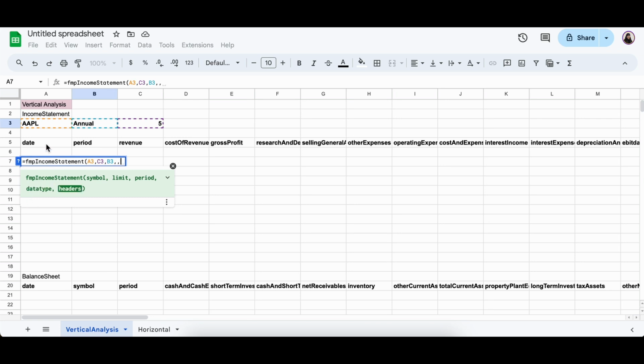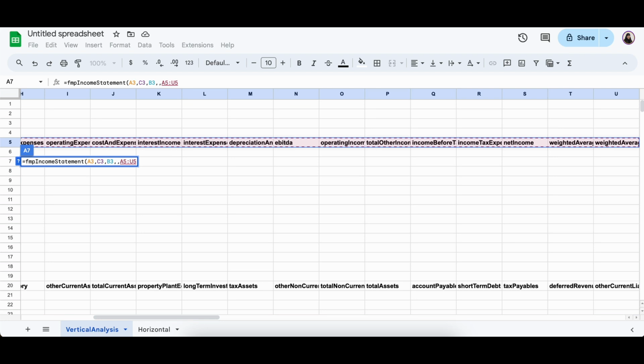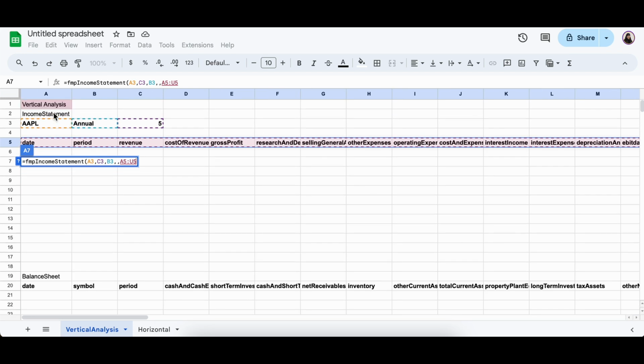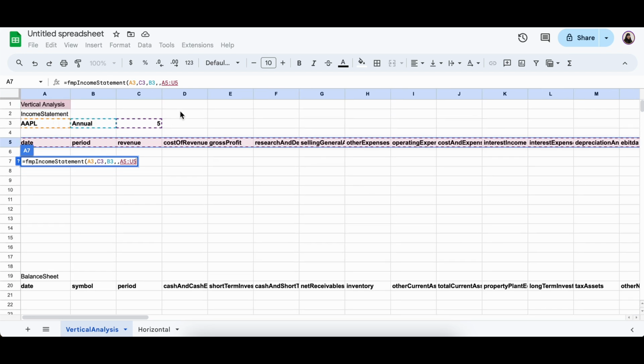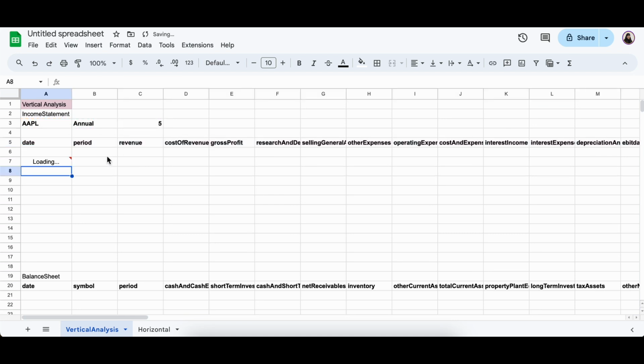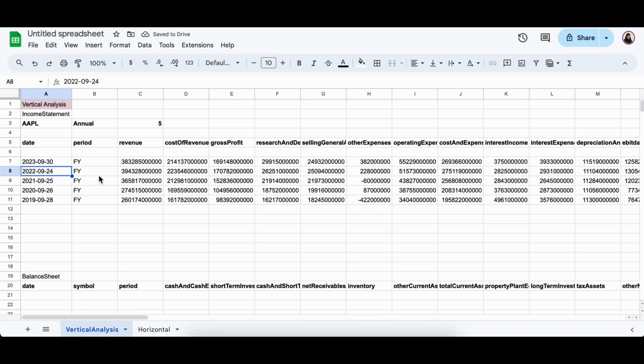And the headers, these are the fields that you want to fetch. In our case, we're fetching all this data. That's why I am highlighting it and pressing, but you can leave this field blank. You just need these three fields: the ticker, the period, and the number of observations. And then you hit the go button or enter. And now the income statement is loading.